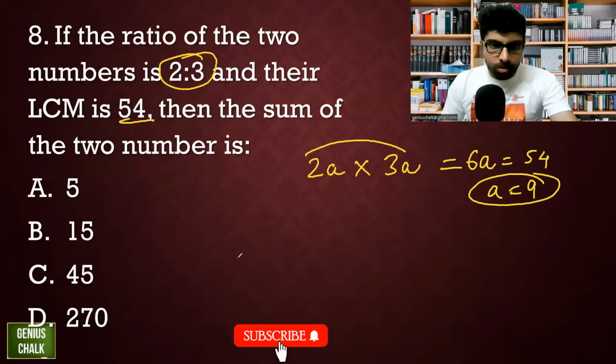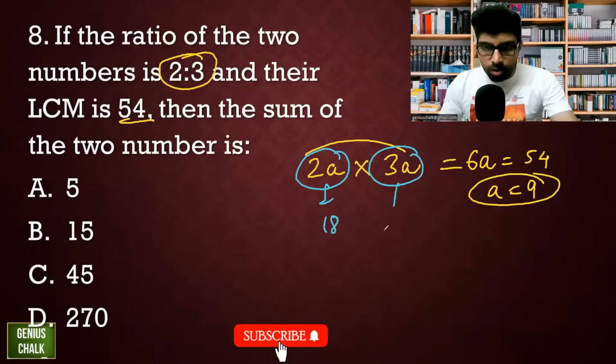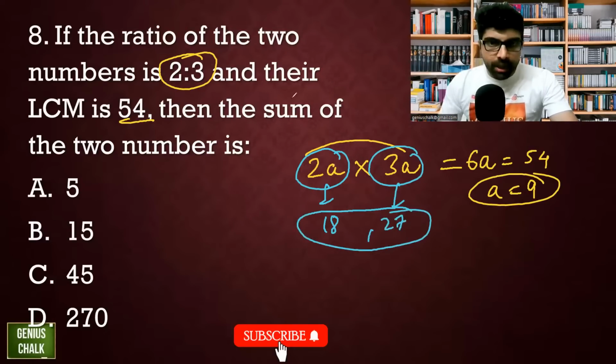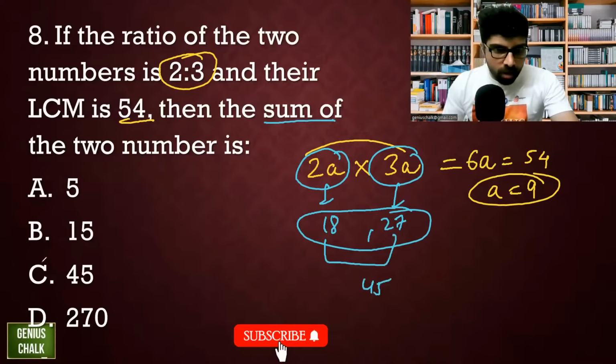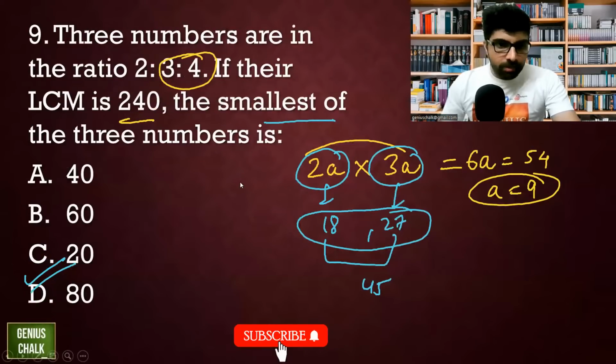If the A value is 9, I can say the first number is 18 and the second number is 9 3s are 27. These are the numbers. It's asking the sum of the two numbers, so this has to be 45, which is answer option C. Right, next one.